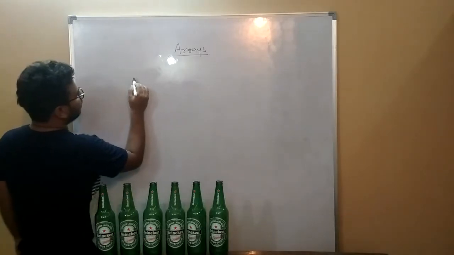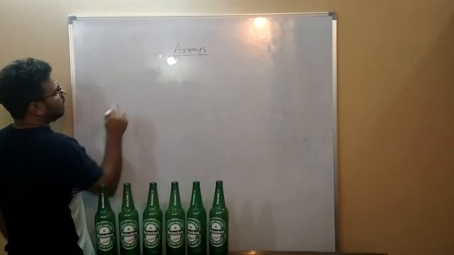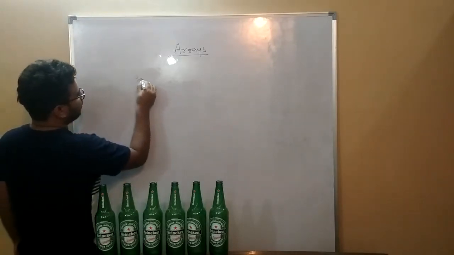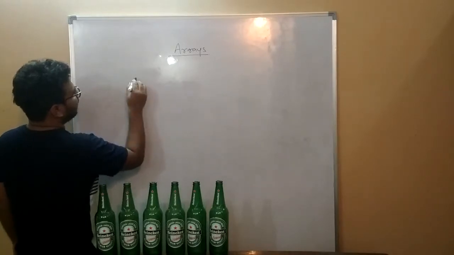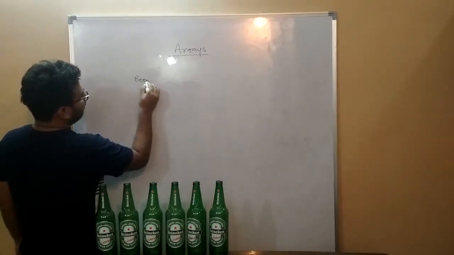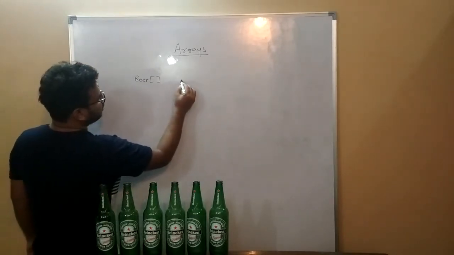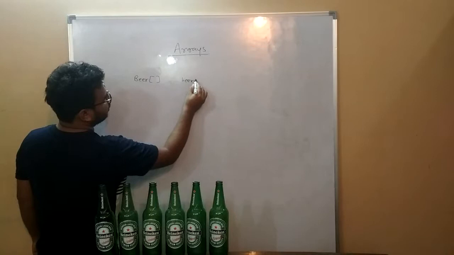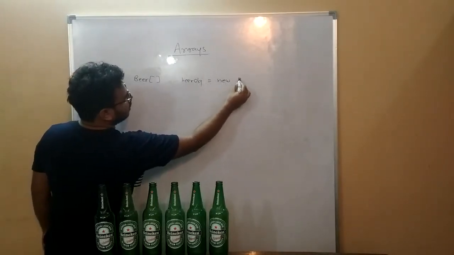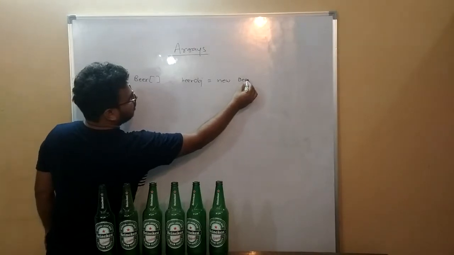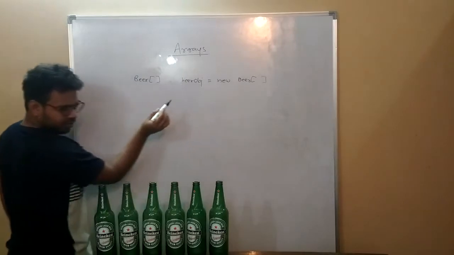So suppose we are having our beer class now, and we are going to create an object for the beer. We are going to have an array of beer objects. So we will write beer, suppose this is beer object is equal to new beer with the size of 6.